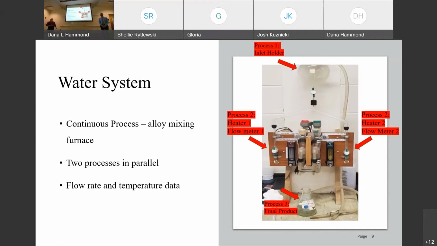Flow rate and temperature are both being taken in the parallel processes, as well as additional temperature being taken in process 1 as well as process 3, with additional ambient air temperature. Right now, at the time, we were using thermocouples that were able to send the temperature data into an Excel sheet. And then the way we were collecting the flow rate was by hand writing it down from the mechanical flow meters that were already installed into the system.